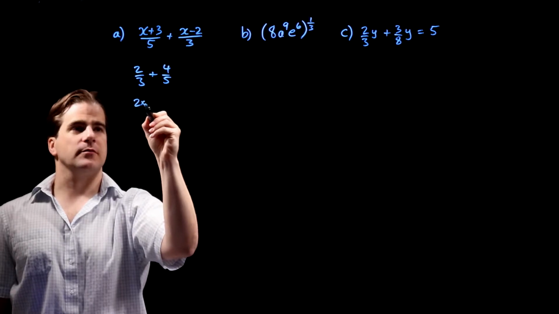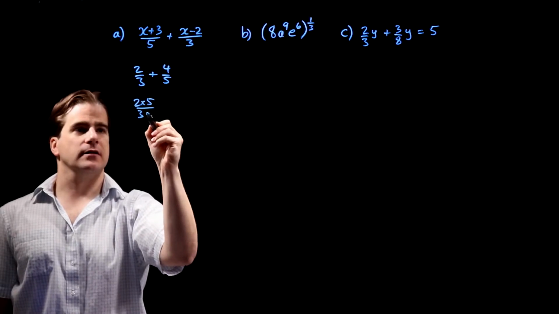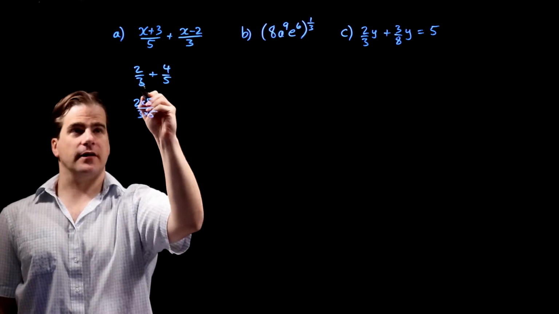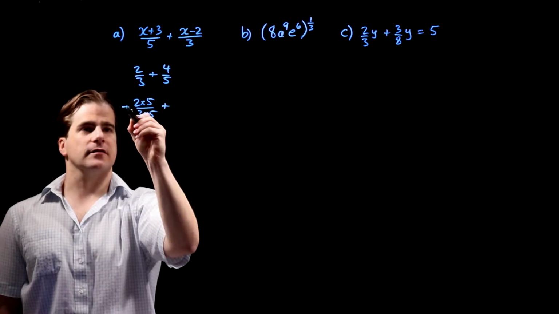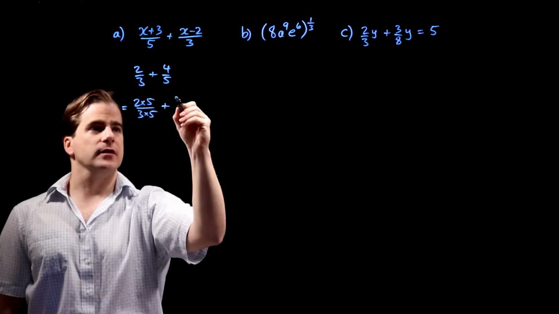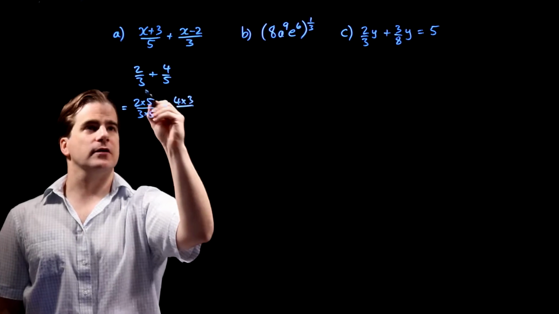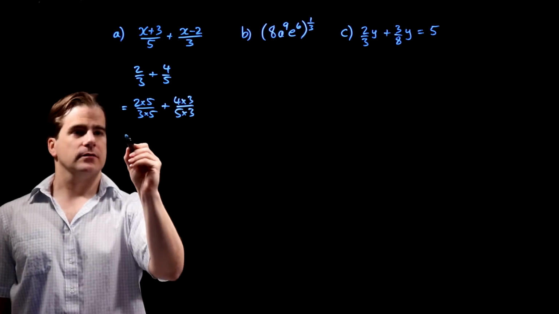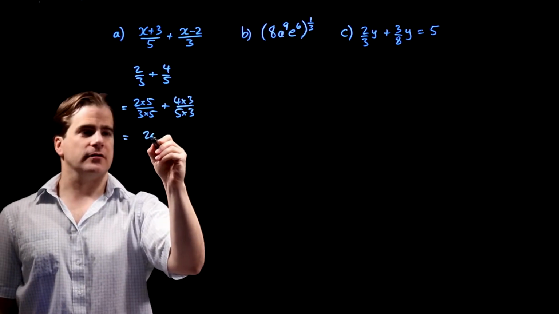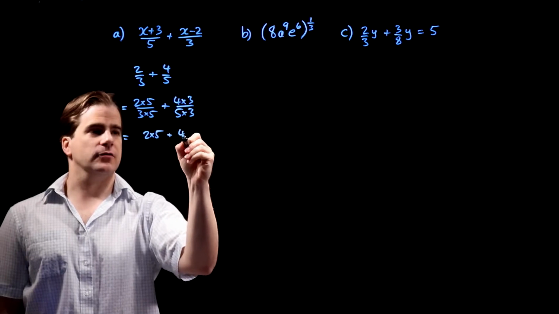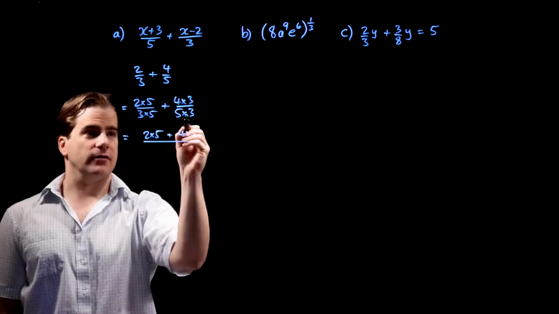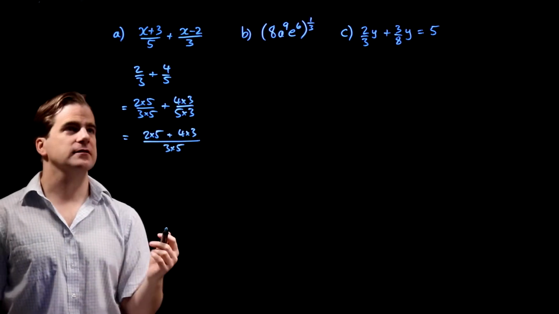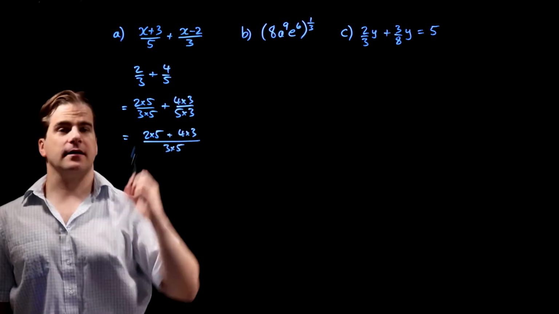So you do 2 times 5 over 3 times 5. And you'd multiply top and bottom here by this number. Plus, so that's the same as 4 times 3 over 5 times 3. So what you end up with is 2 times 5 plus 4 times 3 all over 3 times 5. So you know how to do it with simple fractions, I'm sure. And it's exactly the same with this.